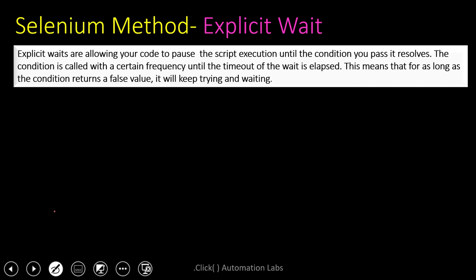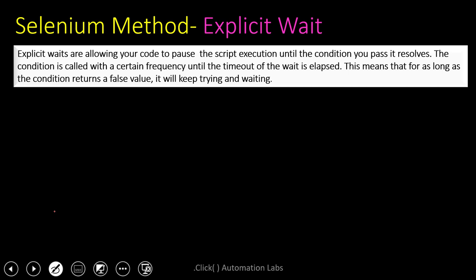Explicit waits allow your code to pause the script execution until the condition you pass resolves. The condition is called at a certain frequency until the timeout of the wait elapses. This means that for as long as the condition returns a false value, it will keep trying and waiting. So this is a lengthy definition; I will make it short. Explicit wait is nothing but instructing WebDriver to wait for a specific element, not for everything.